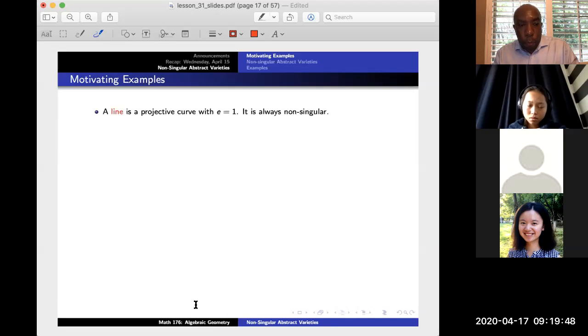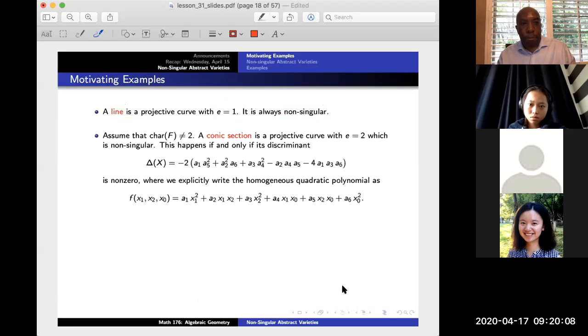So from here, we start to take a look at what happens as our degree E has different values. When E is equal to 1, this is what we define as a projective line. And we found that this is always non-singular. Right, so E is equal to 1, it's very easy, it's nice to understand.